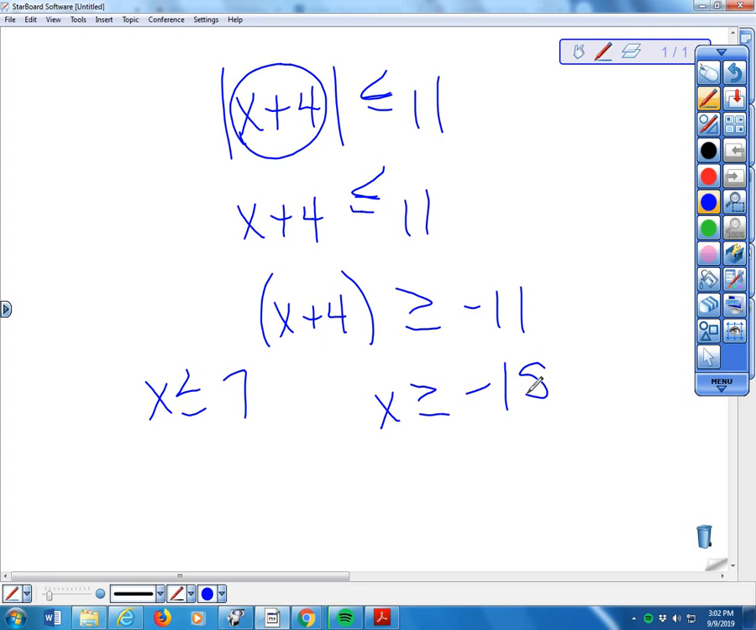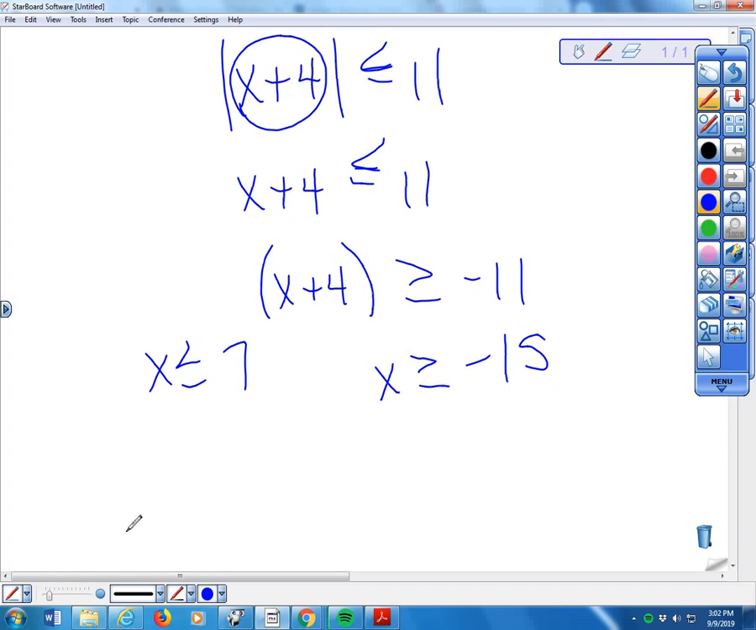Okay, this is a less than sign, right? So absolute value inequalities with less than signs, when I graph them, this is going to be greater than or equal to negative 15, less than or equal to 7. So it's the space between, which makes it an and inequality, an and. It's both of them. Okay?